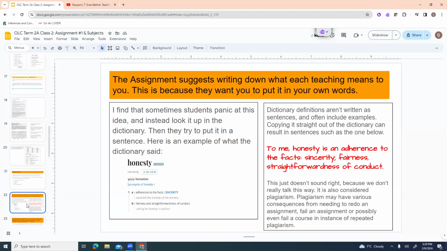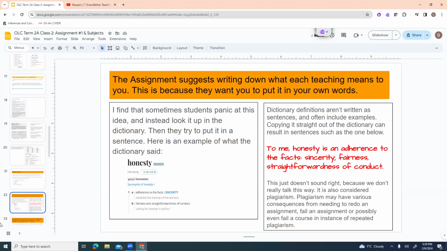This assignment suggests writing down what each teaching means to you. And that's because they want you to put it in your own words. But what I find is sometimes students kind of panic and instead they look it up in the dictionary and then they try to put that in a sentence, but they just kind of copy it.